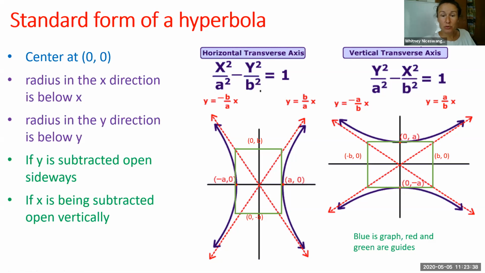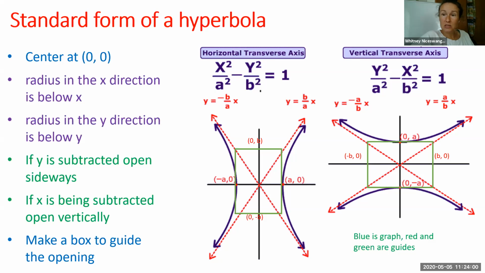So if y is being subtracted, we open sideways. If x is being subtracted, we open up and down. And then that green box that you see, we make a box using the a and the b, the numbers below x and the numbers below y, just like we would with an ellipse, but that green box is just to guide the way our parabola opens.